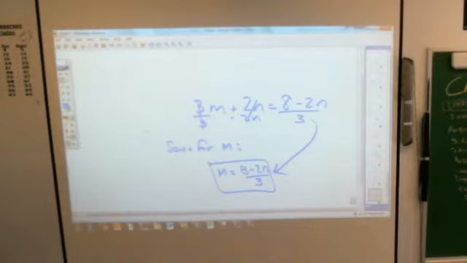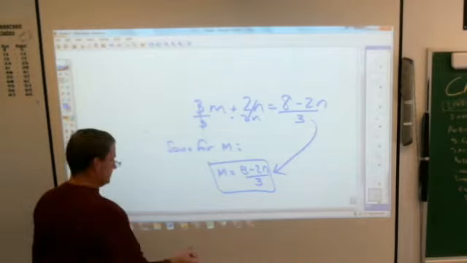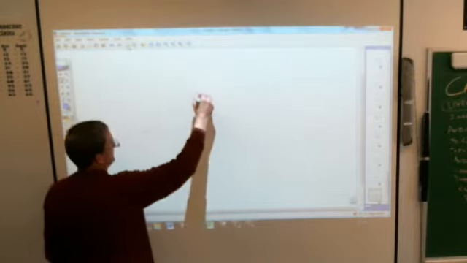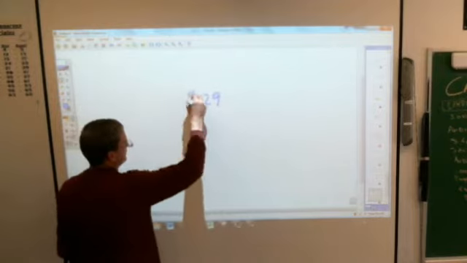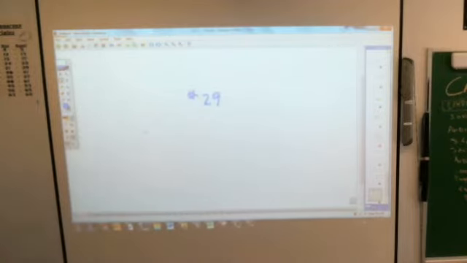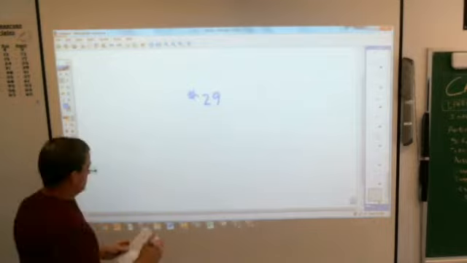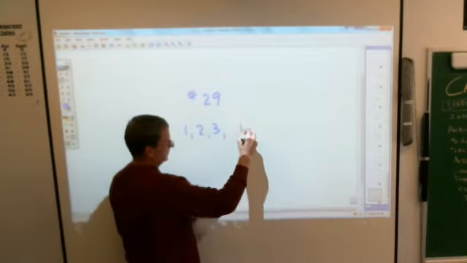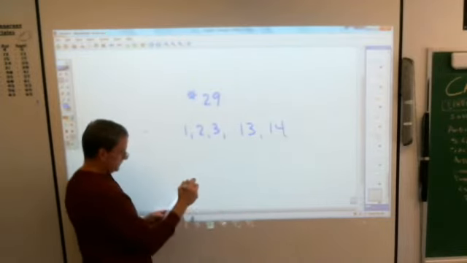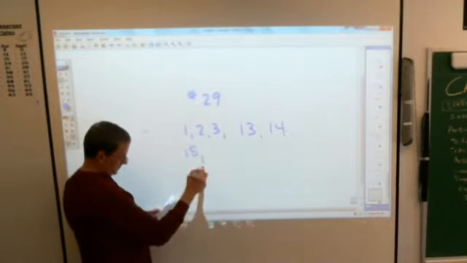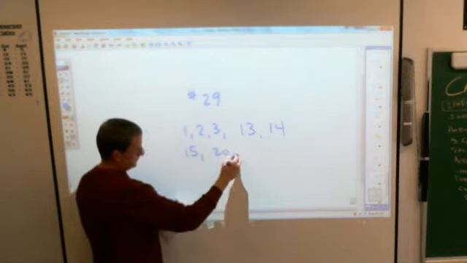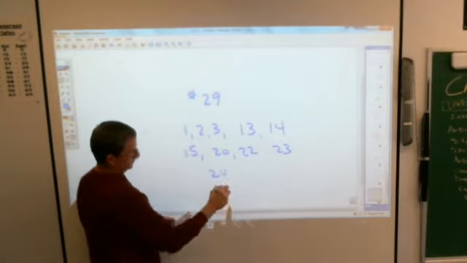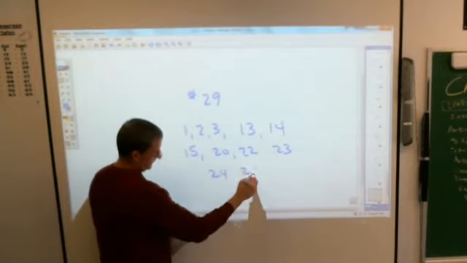All right, enough of that. Let me give you a little chance. I have taken the liberty to, these are the numbers on lesson number 29. You may want to jot them down just because. 1, 2, 3, 13, 14, 15, 20, 22, 23, 24, how many is that? 28.